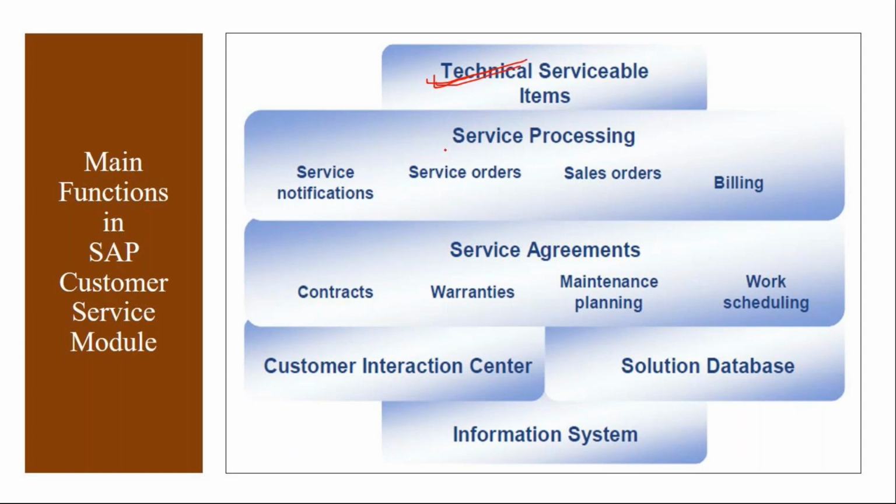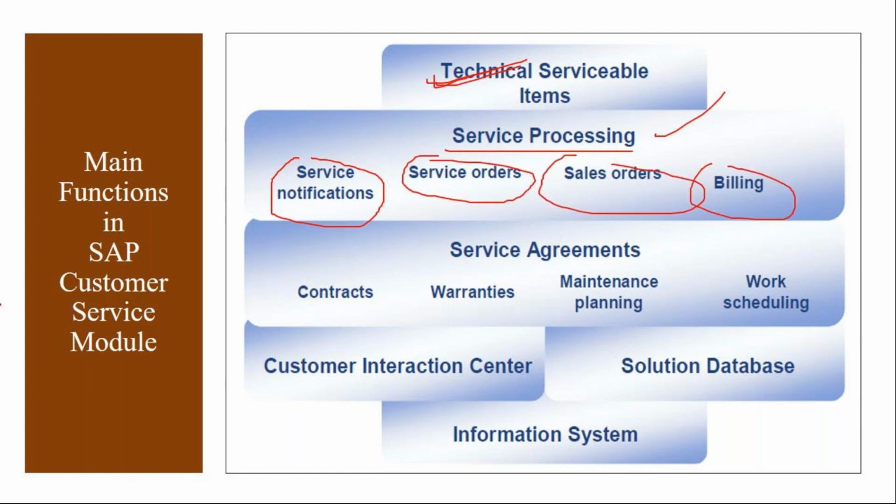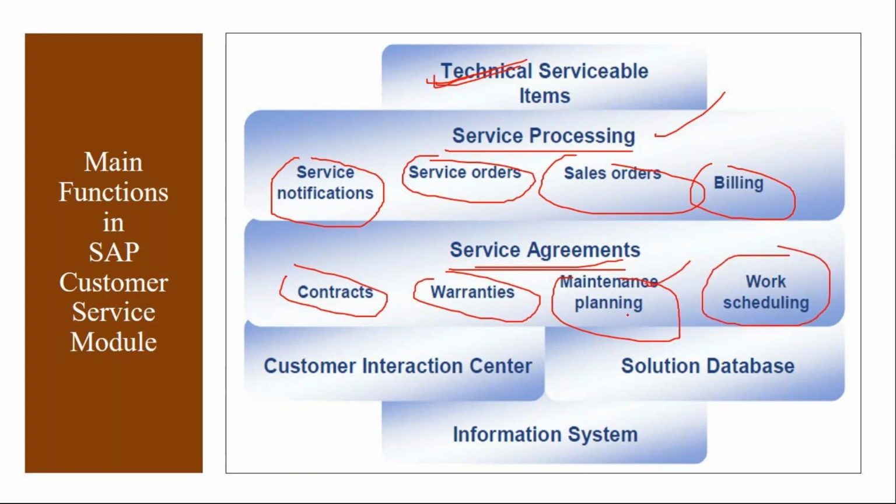Next, service processing. Service processing is all your business processes. It is done using these documents: notifications, service orders, sales orders, and billing documents. Now for planned service, you have service agreements. You can create a contract. You have a warranty also. Then you do planning, and then scheduling. When you create a maintenance plan and do the scheduling, you can generate the notifications or orders automatically once that particular time interval is reached. So these agreements we will have.